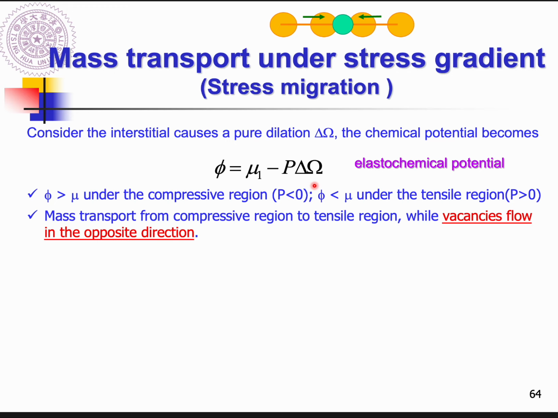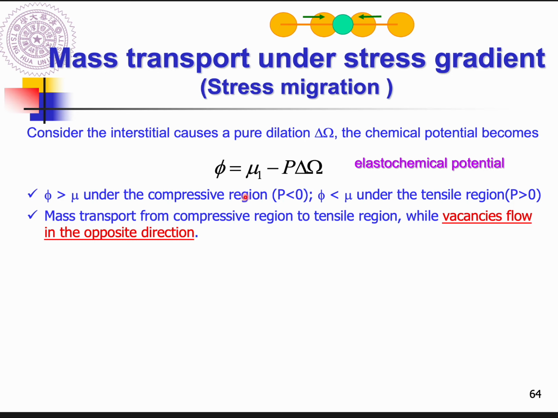So if we compare the atoms at the no stress gradient region, the compressive region, and the tensile region, what are their chemical potentials? Which one has the largest chemical potential? It will be the atoms at the compressed region, then atoms at no stress field, and the smallest one will be atoms at the tensile region, right?